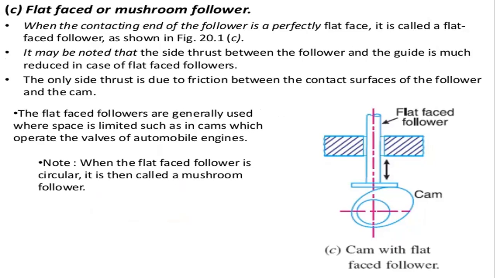When the contacting end of the follower is a perfectly flat face, it is called a flat faced follower. You can see it in the picture also. This is the flat faced follower, which has a flat face perpendicular to the direction of the vertical shaft. The shaft is common with the knife edge follower and the roller follower, but this flat face is different from the other followers.